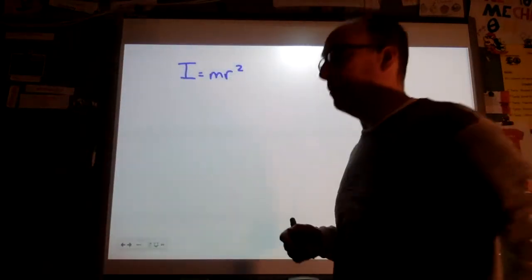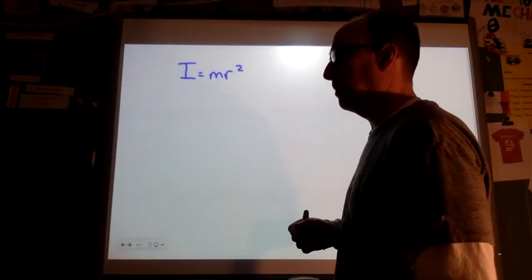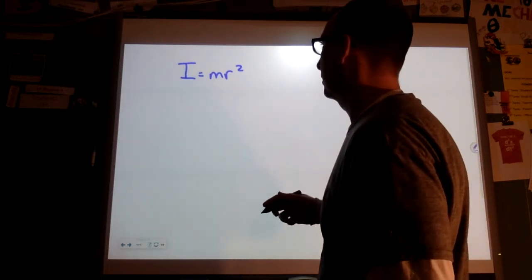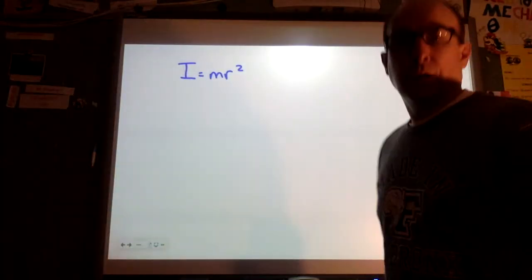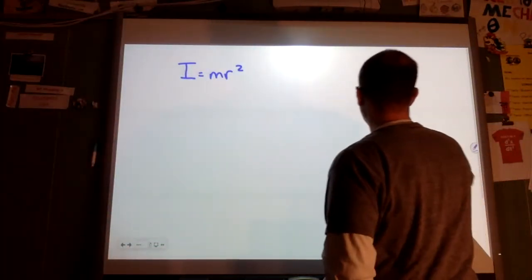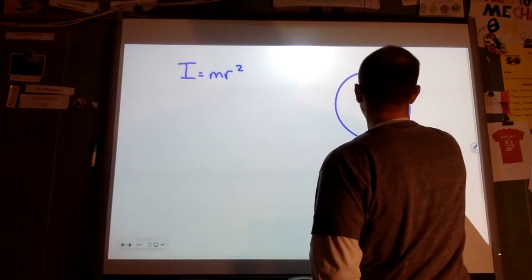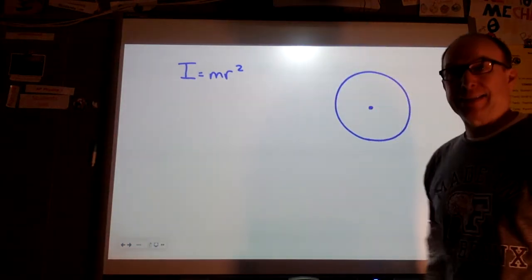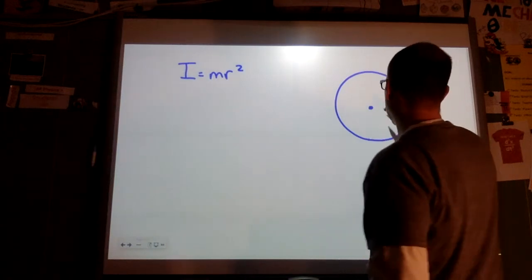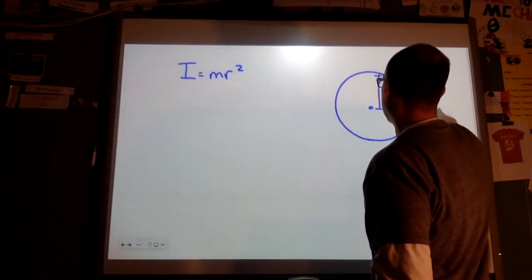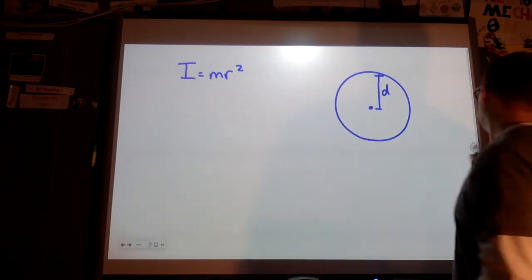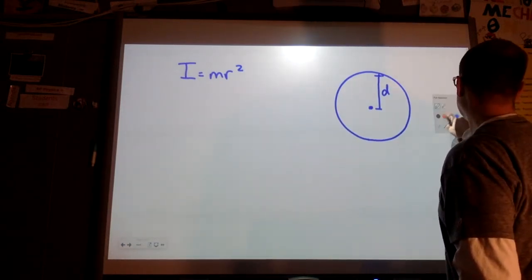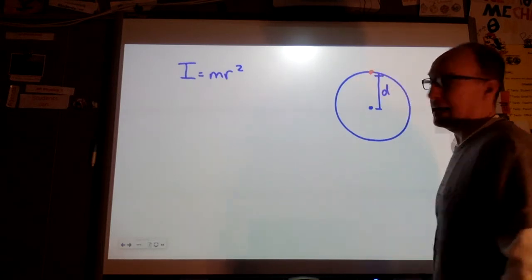All right, so the parallel axis theorem. This would be if I have my hula hoop and I'm saying that the axis is in the center. What I'm going to do is move it a distance up here, which is known as D. And I'm going to change my axis from the center to the edge.